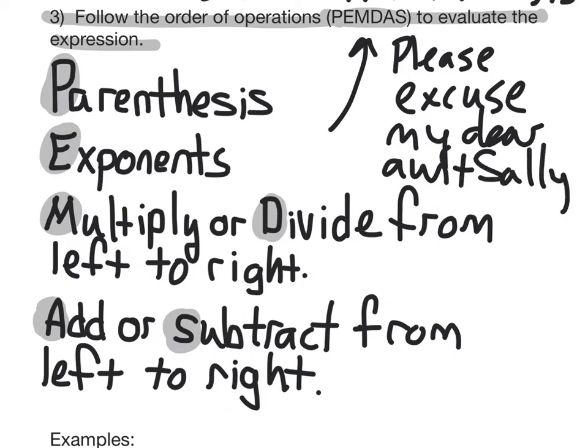And I know I was supposed to capitalize Aunt, but that's okay. I was just testing you.